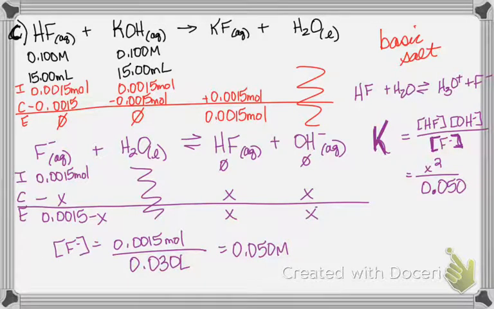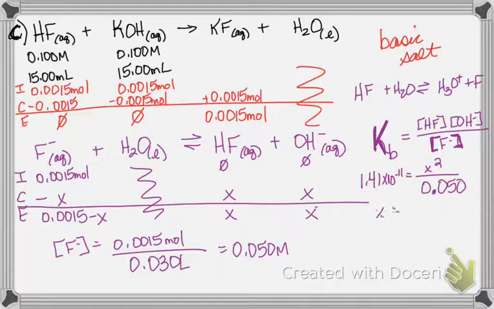Since the HF is on the product side, it's not a Ka, it's a Kb. How do we get Kb? Kw divided by the Ka is equal to the Kb. So calculate that. And so for the Kb, I get 1.41 times 10 to the minus 11.